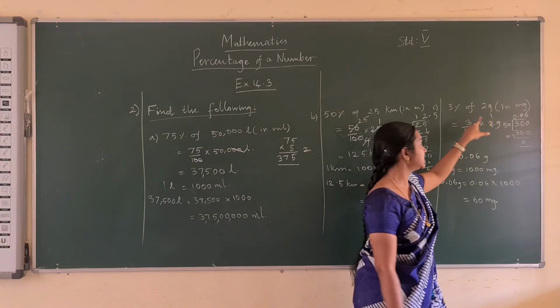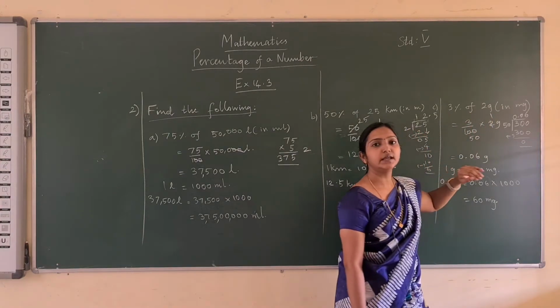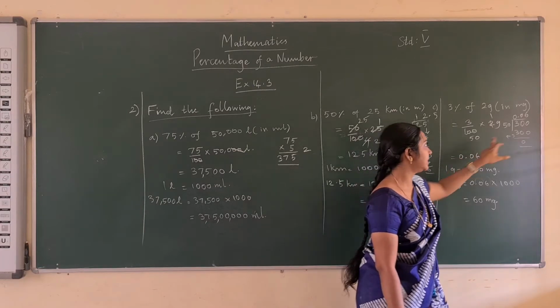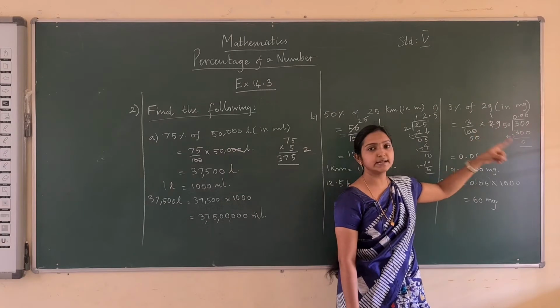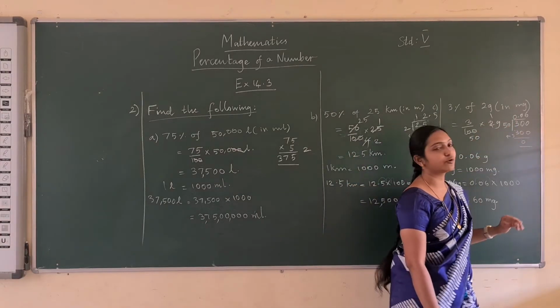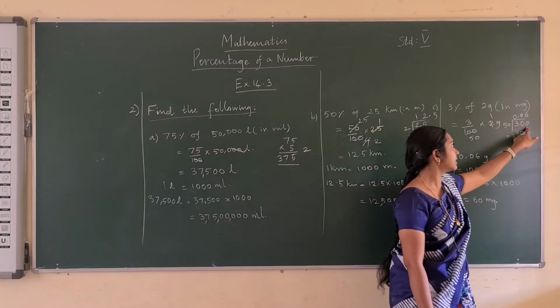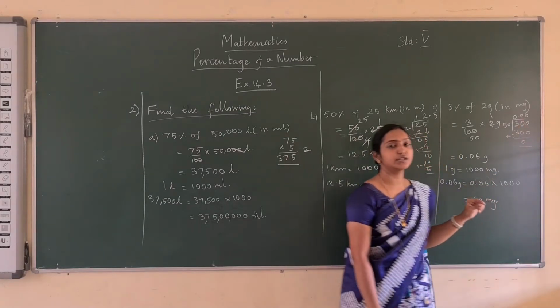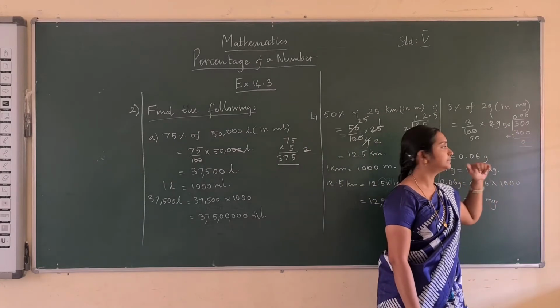3% of 2 gram means 3 divided by 100 into 2. We have to divide 3 by 50. 3 is smaller than 50. So we have to add 0 and keep a decimal point in the quotient. Again the number is less than 50. So we have to add another 0 and put 0 in the quotient. Now start dividing. 6 into 50 is 300.